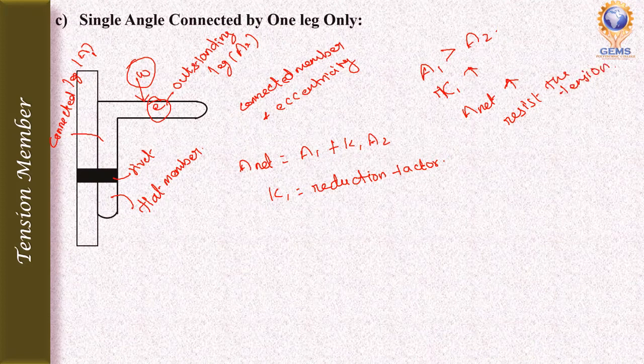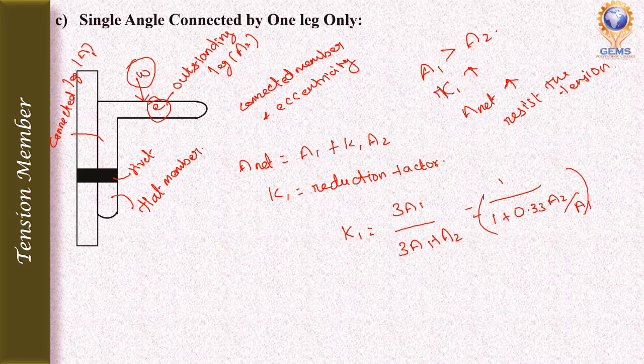So how can we find K1? The formula is 3A1 divided by 3A1 plus A2. If you simplify this, it is 1 divided by 1 plus 0.33 A2 by A1. This whole factor K1 value should not be greater than 1.0. It should not be greater than 1. So we have to find A1 and A2.